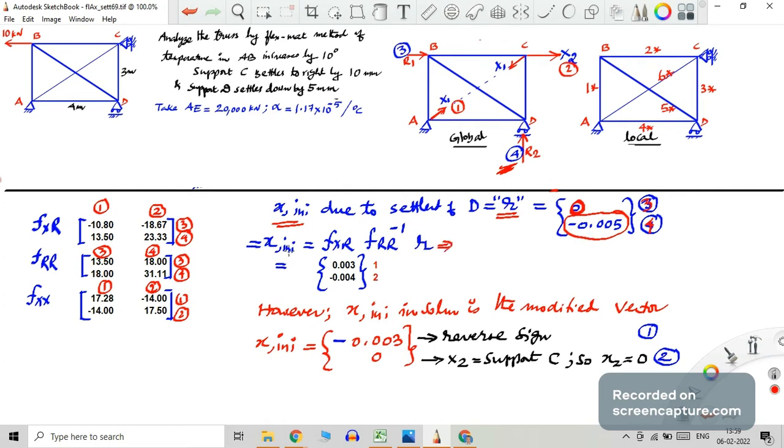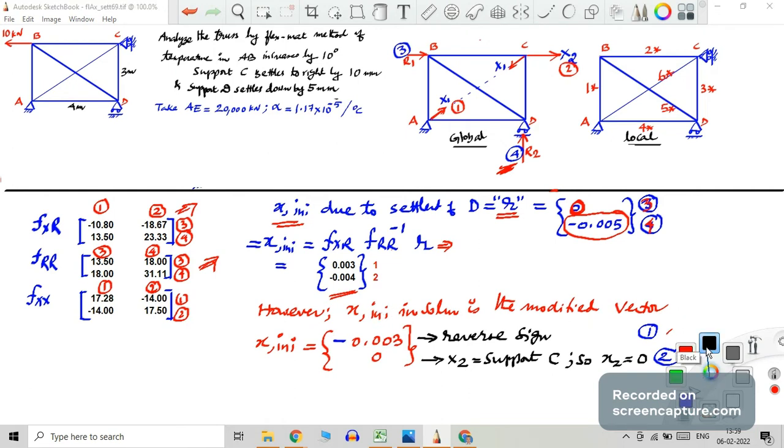That is, X initial equals FXR into FRR inverse, multiplied by this R, that is 0 and minus 0.005. So three products, three items you need to multiply. As a result, you get 0.003 and minus 0.004. That is the XINI. Please note that is the XINI.